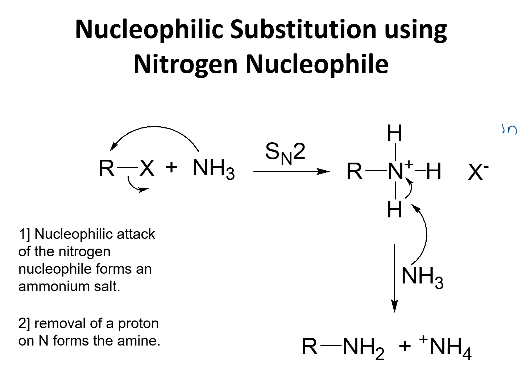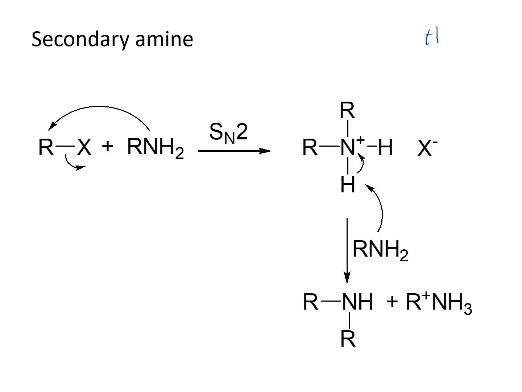So nucleophilic attack of the nitrogen nucleophile forms an ammonium salt, basically through removal of a proton on the nitrogen from the amine. It is not stable, so we have to withdraw one proton to make it neutral. Now, if you look at this example, a similar mechanism has actually been done.